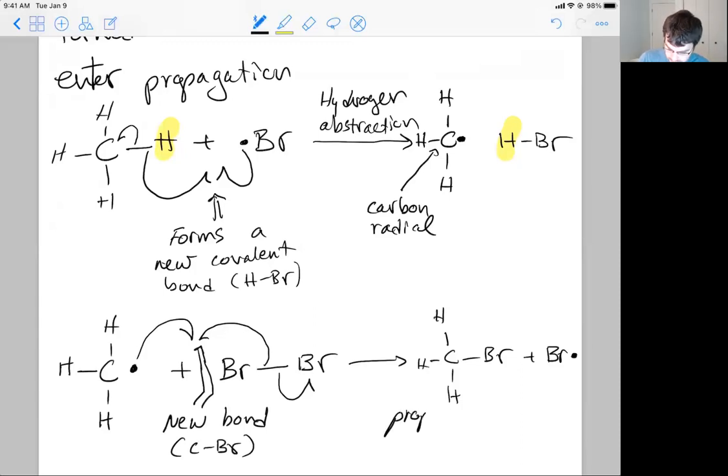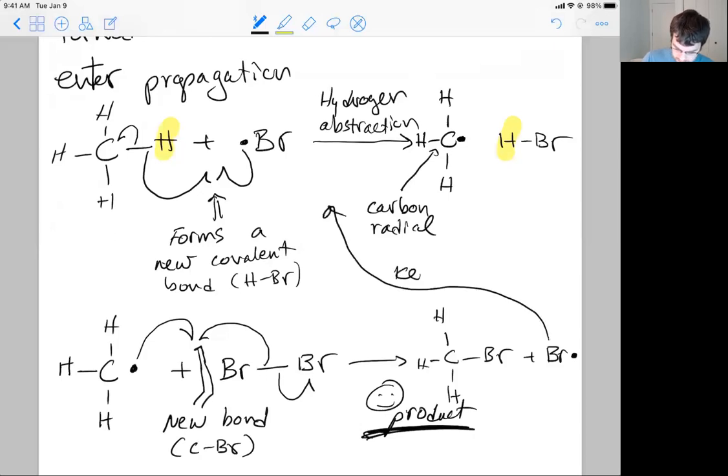Now, what I want you to notice about the last step is, first of all, let's pat ourselves on the back. It's not propagation, that's product. We made product. Hooray. Okay, we should feel good about ourselves. Not only did we make product, but we regenerated bromine radical, okay? So this bromine radical now can keep going.